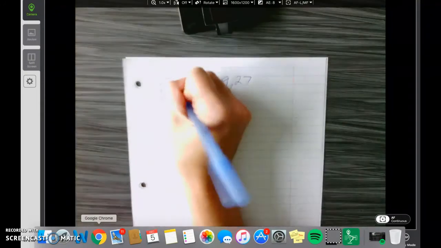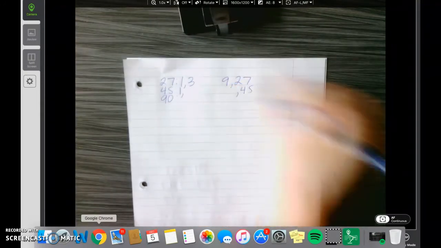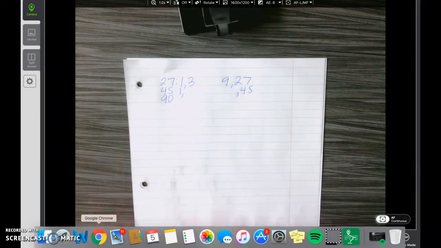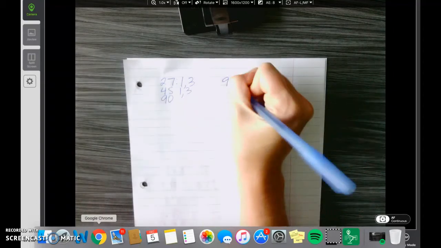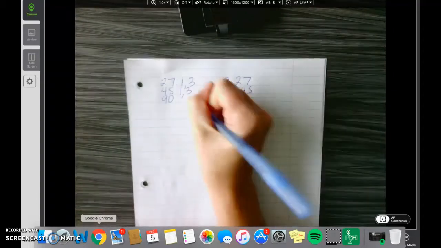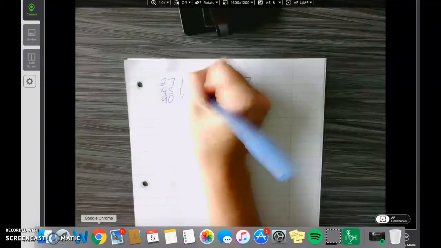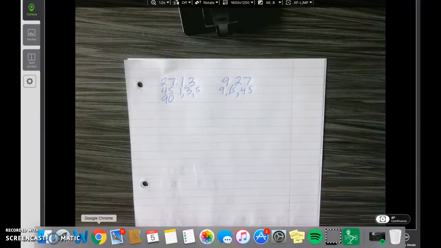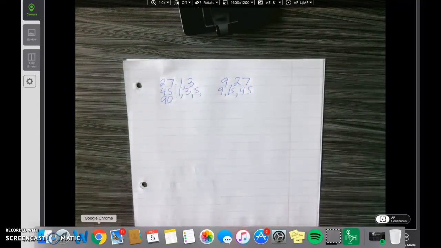For 45, I know 1 and 45 are going to be my smallest and biggest factors. 2 is not going to work because this is odd. 3 is going to work because 3 times 15 is 45. 4 is not going to work. 5 will work because the number ends with a 5, so 5 times 9 is 45. 6 won't work, 7, 8, 9 we already have, so that's it.